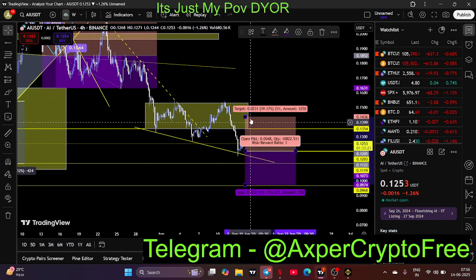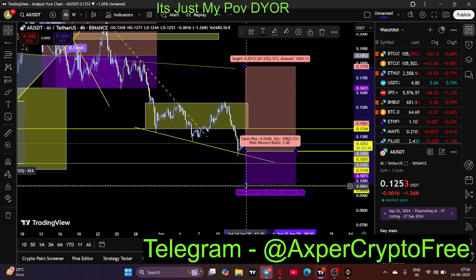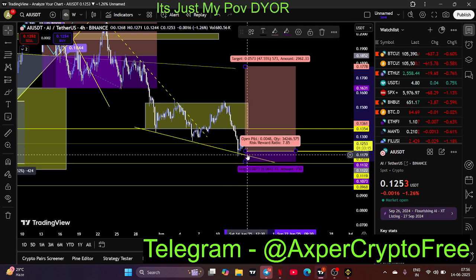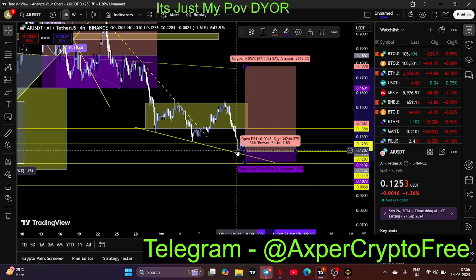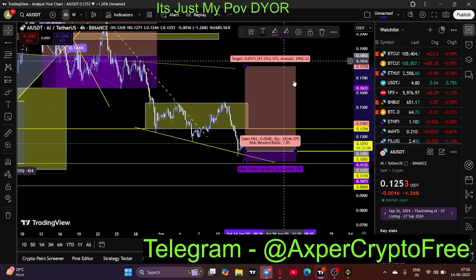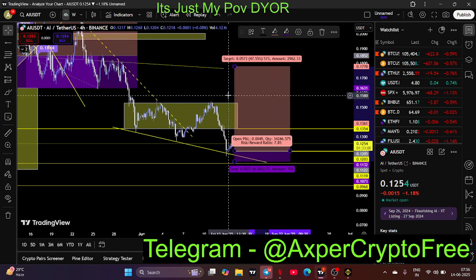The AI long entry is the 0.125012 range. Our SL will be 2.8%, and it's a swing trade. You can hold it as a swing.